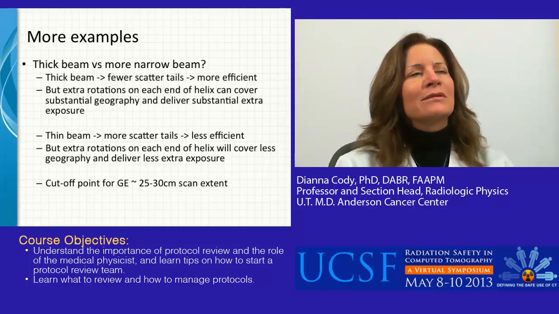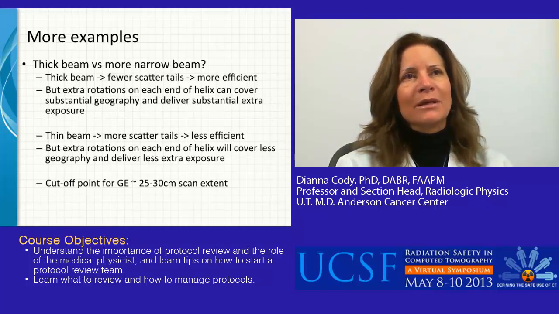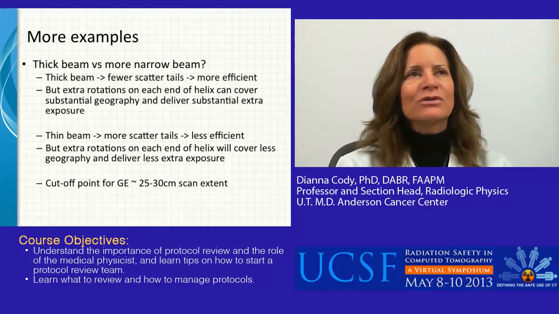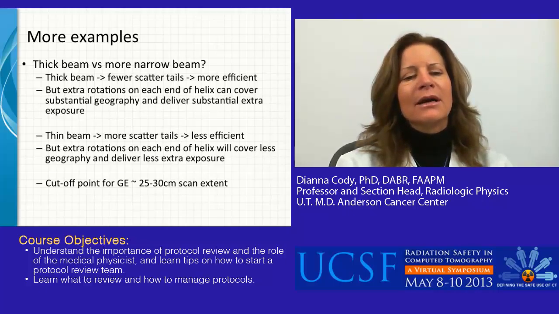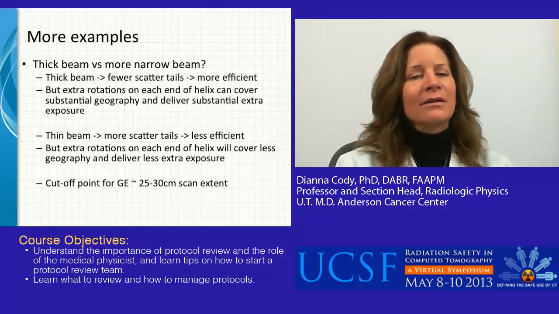They can help you decide if you want to use a thick beam on those modern scanners versus a thinner beam. For example, the thicker beam produces fewer scatter tails, has fewer rotations needed, and tends to be more efficient. On the downside, there are extra rotations on each end of a helical scan, and with a thick beam, this can really cover some substantial geography on your patient and deliver extra exposure that's not reflected on those images.